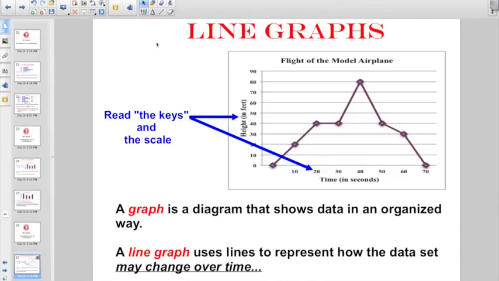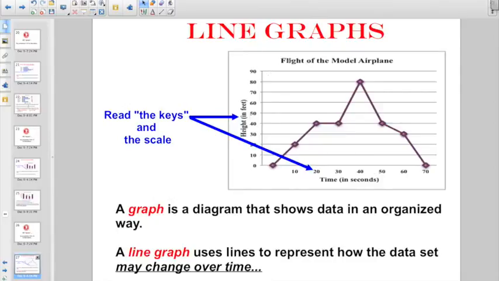Moving on, welcome back to line graphs. A line graph uses lines to represent how the data set may change over time. All those other graphs aren't showing time. We need a line graph if you're plotting anything and you want to show how it changes.